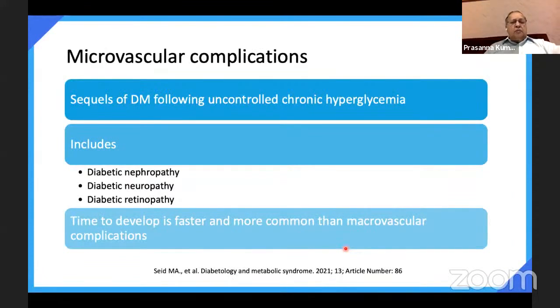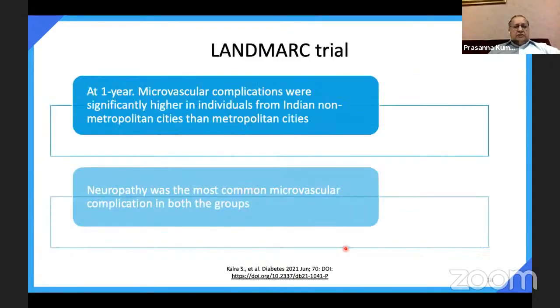The microvascular complications, as you know, are because of chronic hyperglycemia, and they are retinopathy, nephropathy, and neuropathy. The time to develop these is much faster compared to macrovascular. Even 3 to 5% of patients at the beginning can have retinopathy, neuropathy, nephropathy because these things can start even in pre-diabetes. This is a landmark trial where we were all part of it and we have published it.